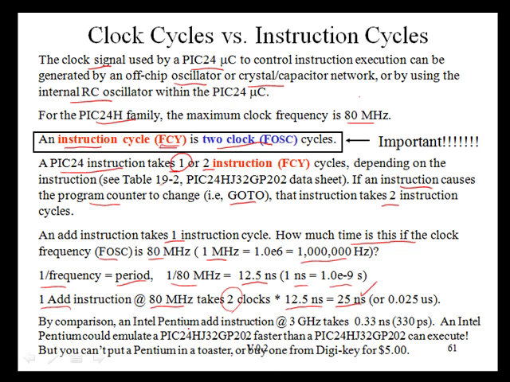By comparison, a modern Intel CPU operates in the gigahertz region, which means that it operates orders of magnitude faster than a PIC24. However, a modern Intel CPU also costs hundreds of dollars, while a PIC24 CPU only costs a few dollars.